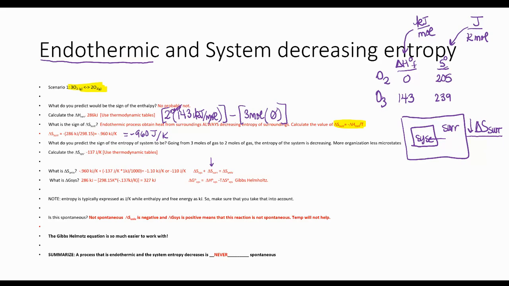Okay, now let's take a look at the system. It's going from 3 moles of oxygen to 2 moles of ozone. So we're going from 3 moles of gas to 2 moles of gas. That means the number of microstates is decreasing, and so the entropy of the system's decreasing. That's my prediction. And I can use the thermodynamic tables in the back to come up with this value of delta S of the system. Okay, I can go ahead and calculate that.